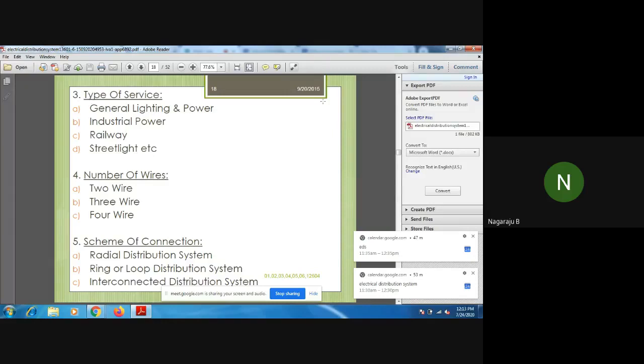Depending on the wires also, we have classified: 2-wire, 3-wire, and 4-wire distribution systems. As for the scheme of connection, depending on the connection, we have the radial type, the loop type, and the interconnected type. Radial type is a serial connection. Loop type is where you end where you started. Interconnected means a distribution system which has both radial type as well as loop type.